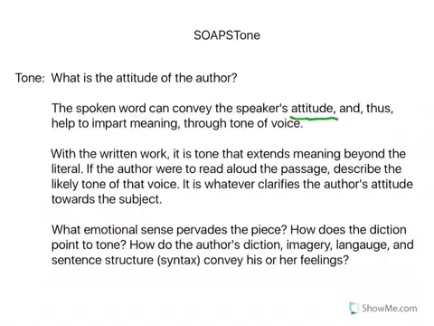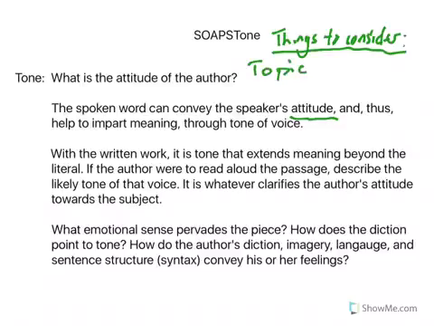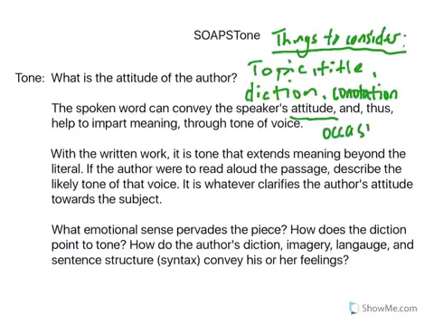Things to consider when trying to determine the tone is the topic. The title may reveal a lot of information. Word choice or diction. And also the value of those words, or connotation. What's the connotative value of the words, as well as occasion in which the speaker is producing that text.